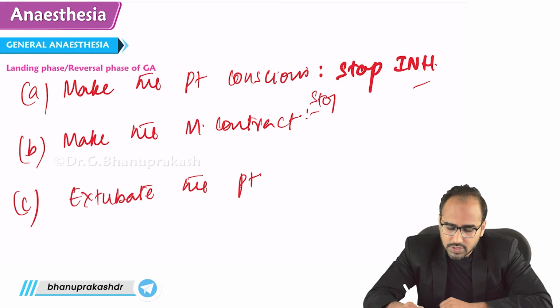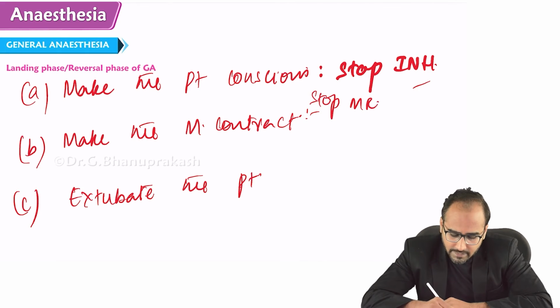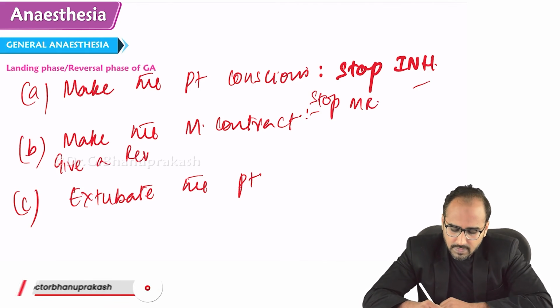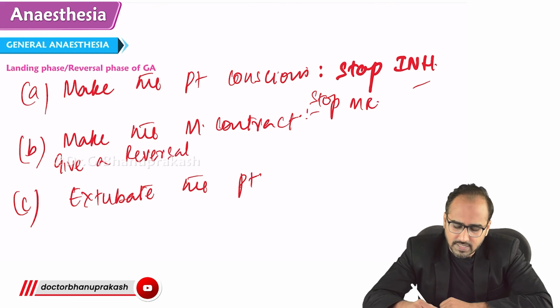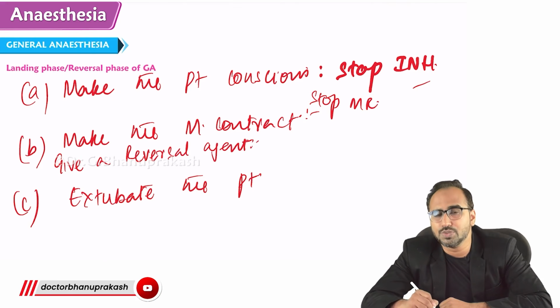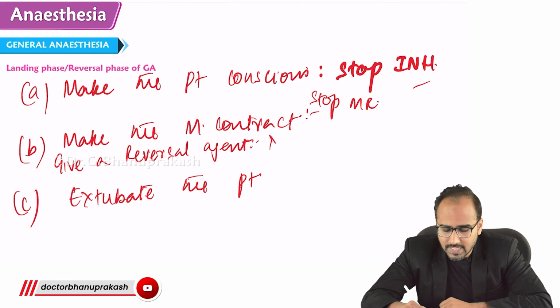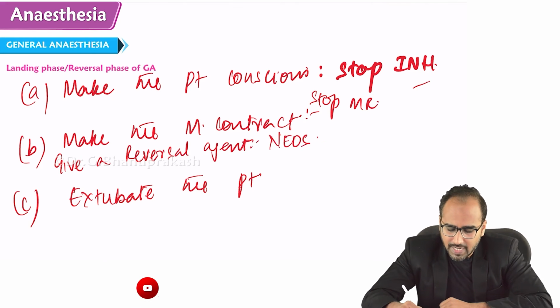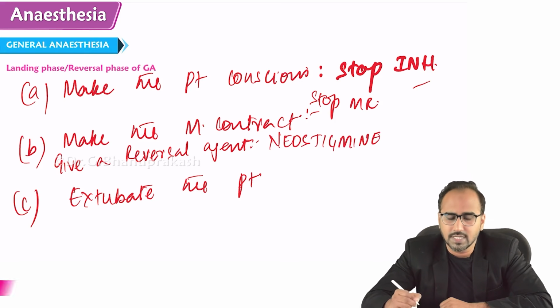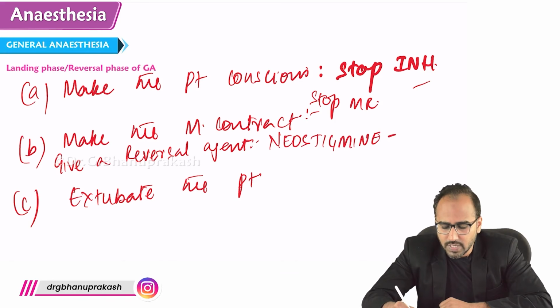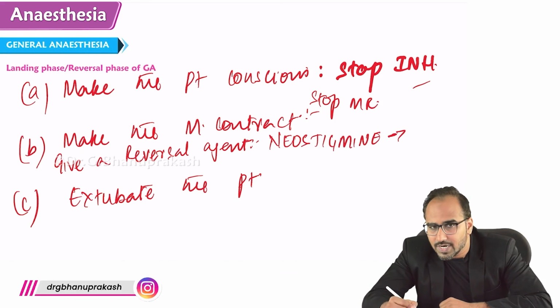By stopping the muscle relaxant and giving a reversal agent against muscle relaxant. What is the reversal agent used against muscle relaxant called? That reversal agent is called neostigmine. That reversal agent is called what, guys? Neostigmine. If you give plain neostigmine to the patient, it will cause muscle contraction.